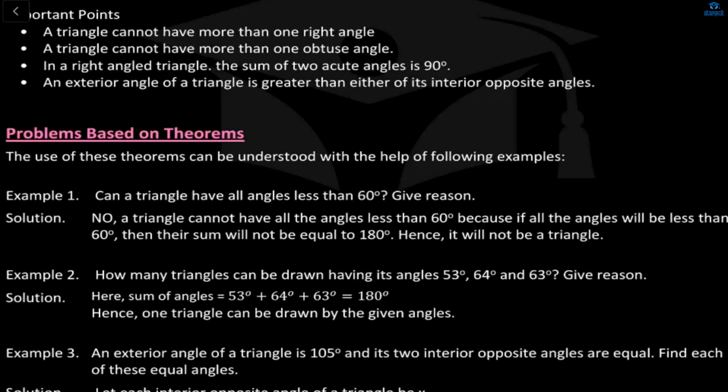Ma'am, one angle we take as x and the other also x, so x plus x equals 105 degrees. So 2x equals 105 degrees and x equals 105 divided by 2. So what is the exact value? It will be 52.5. Yes.